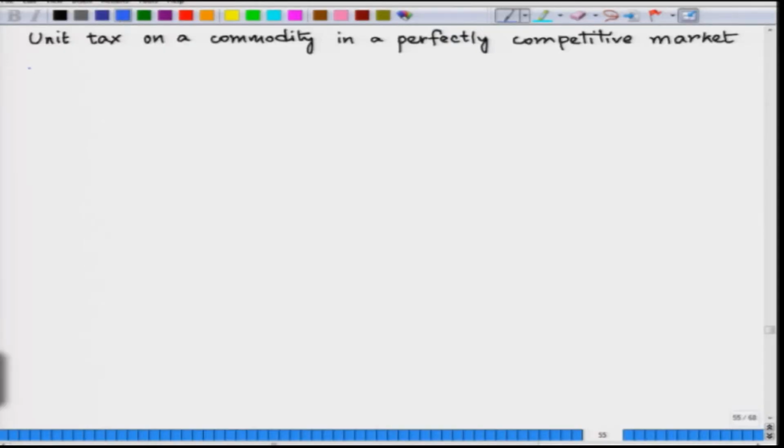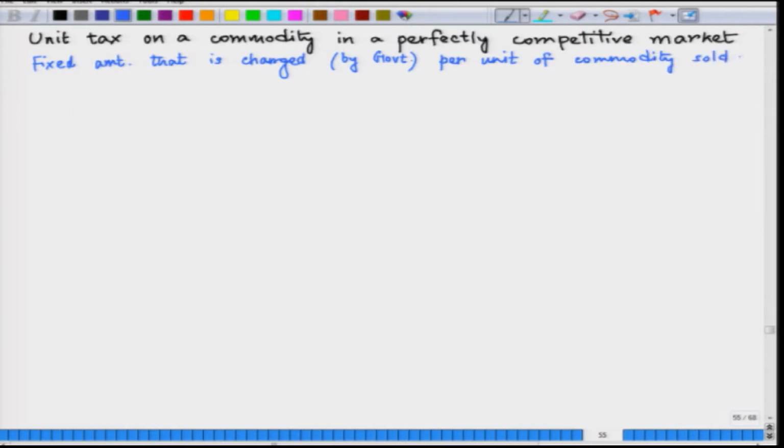We will start our discussions with the case of a unit tax imposed by a government. So, what is a unit tax? This is basically a fixed amount that is charged by the government, of course, per unit of commodity sold in the market.